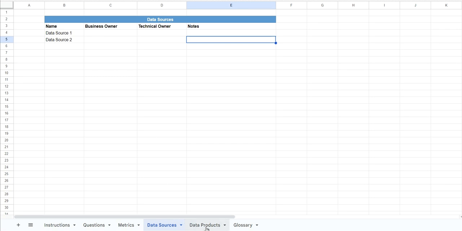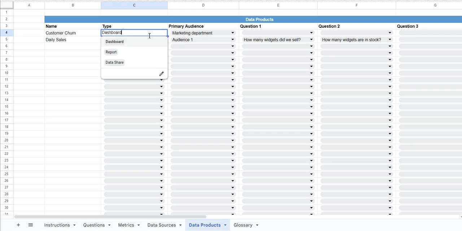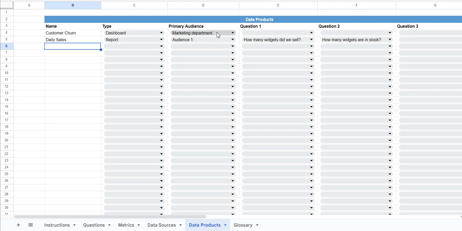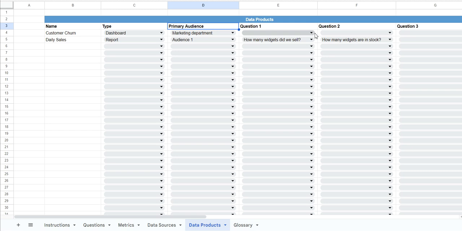And then by the time you get to data products, these are your dashboards or your reports or even maybe data shares that need to go out to other audiences. But just giving them a name, identifying who the primary audience is for this report or dashboard, and what are the questions that are intended to be in scope for this. It's often helpful to have a scope around a dashboard or a report so that they don't get big and out of control and hard to understand. So just identifying the top 3 questions that this data product is intended to answer is the intent of this sheet here.